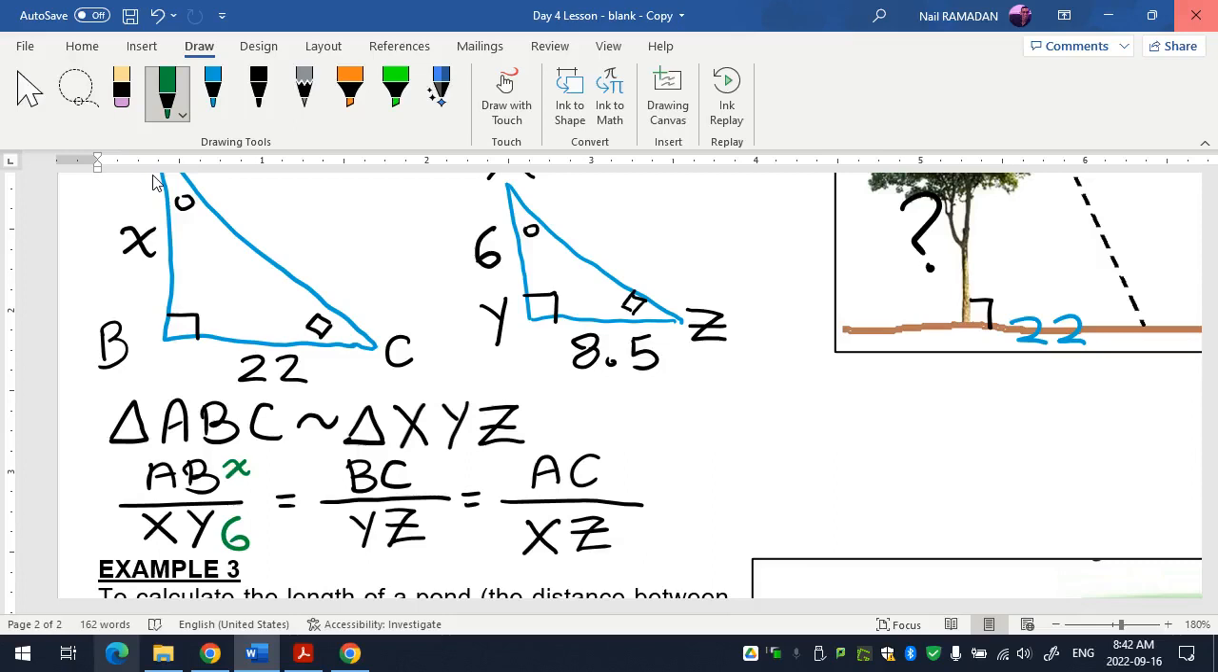How about BC? 22. How about YZ? 8.5. Can you stop here? In my course, yes, you can. However, if you want to keep going, you can just put question mark here and question mark here because you have no idea what they are.